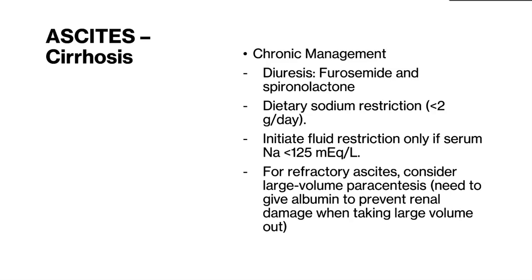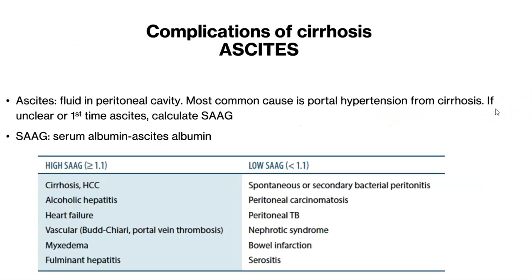For refractory ascites, patients may need frequent large volume paracenteses, during which you may need to give albumin to prevent renal failure when taking out a large volume. Patients presenting with ascites for the first time should undergo paracentesis for fluid cell count, protein, albumin, and culture. The SAG should be calculated, as this value can help distinguish the possible causes of ascites.